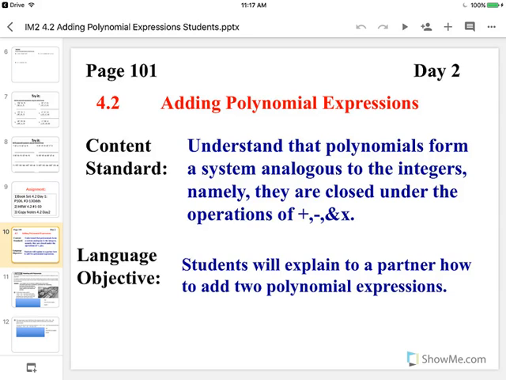Module 4.2, Day 2, Adding Polynomial Expressions. Content standard: Understand that polynomials form a system analogous to the integers, namely they are closed under the operations of addition, subtraction, and multiplication. Language objective: Students will explain to a partner how to add two polynomial expressions.